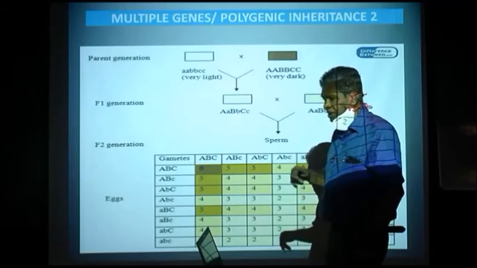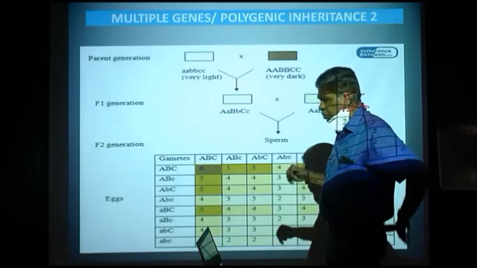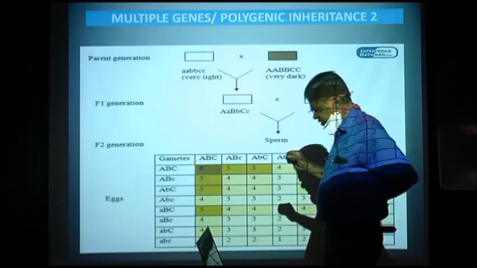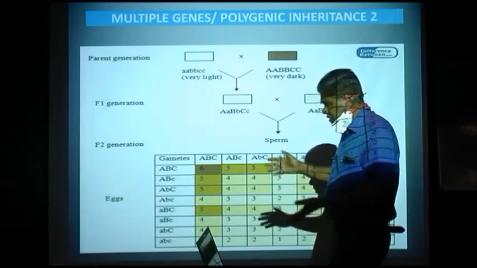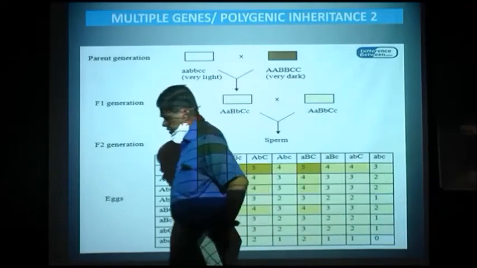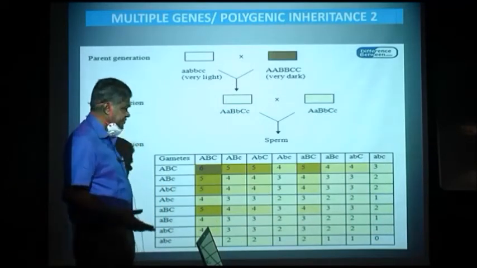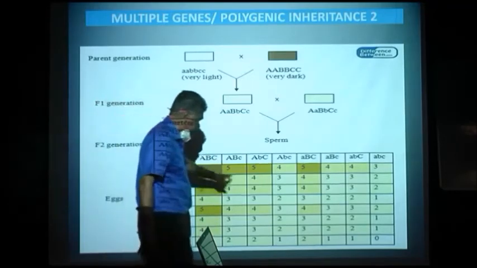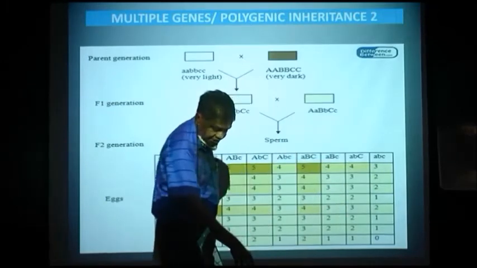These 3 genes determine this character. Now, capital A, capital B, capital C give rise to dark color, small a, small b, small c give rise to white color, and depending on how many are the dominant genes and how many are recessive genes, we get many shades. This is dark and this is white, and all are intermediate.